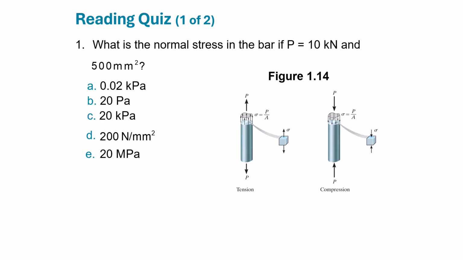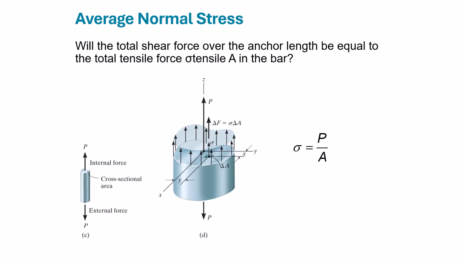So here is one example. What is the normal stress in the bar if we have a force which is 10 kilonewton and we have an area of 500 millimeters square? So simply we need to divide force by the area and you will obtain the final result. What you have to take care about is the units. So you need to determine if we have kilopascal, pascal, Newton over millimeter square, megapascal, etc.